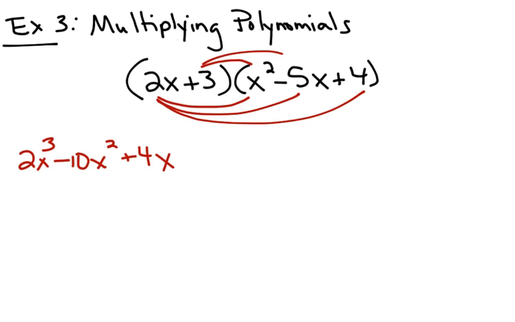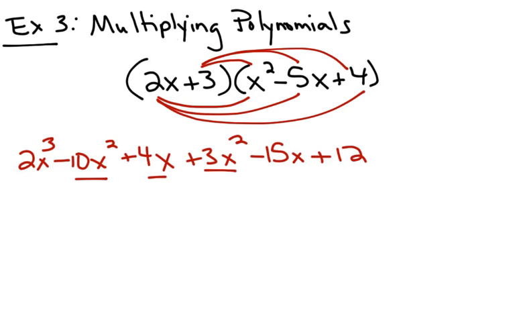And then I would distribute the 3. And I would get plus 3x squared minus 15x plus 12. And I think that's the most direct route for multiplying these together. And then you have like terms you can combine. These are like terms, and these are like terms. So my final answer is 2x cubed minus 7x squared minus 11x plus 12.